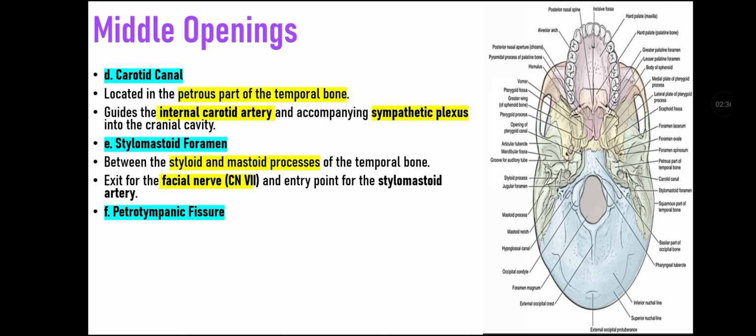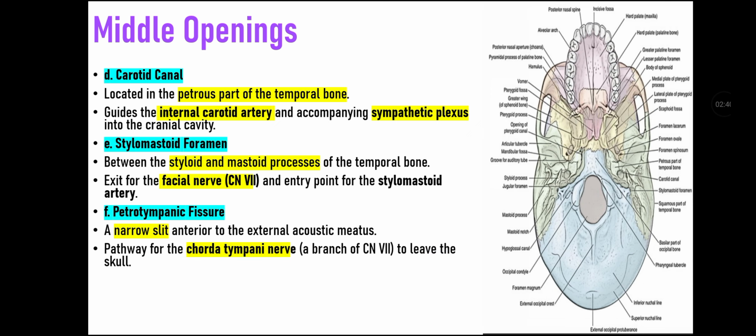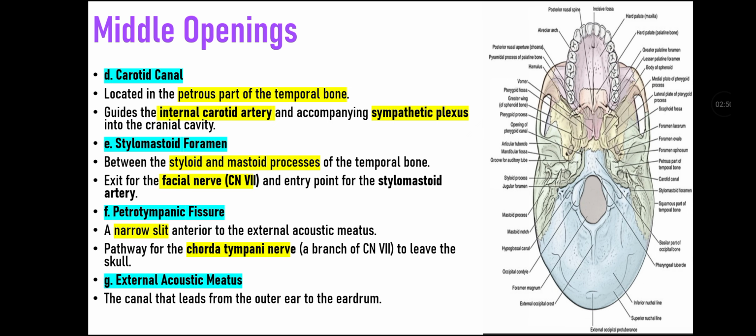Next is petrotympanic fissure, that is a narrow slit anterior to the external acoustic meatus. That is the pathway for the chorda tympani nerve, that is a branch of cranial nerve number 7, to leave the skull. Next is external acoustic meatus, that is the canal that leads from the outer ear to the eardrum. It terminates internally at the tympanic membrane.